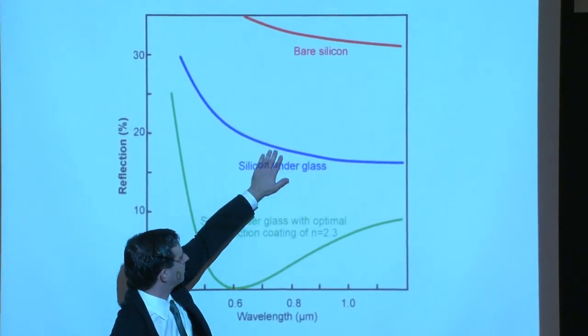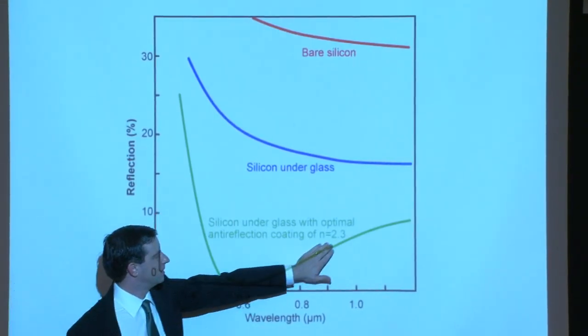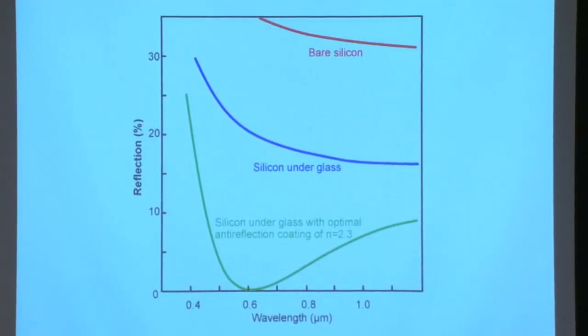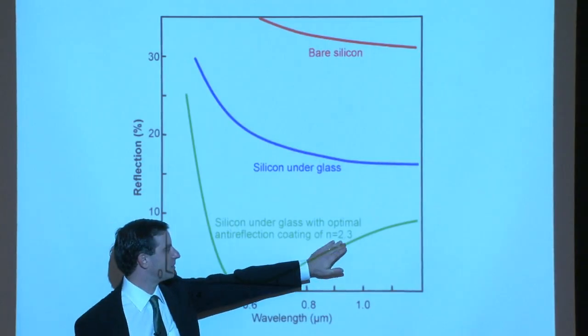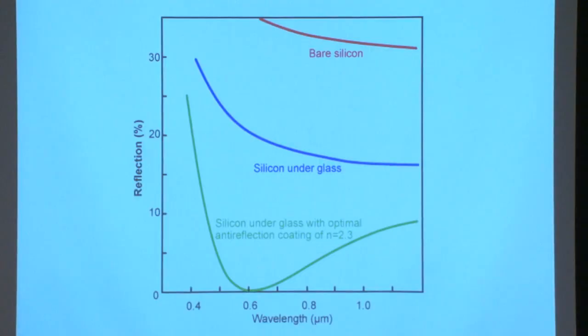And then you get a further reduction of the reflectance when you have an anti-reflection coating with a refractive index somewhere around, for this particular system, silicon again has a high refractive index. This used an anti-reflective coating with a refractive index of 2.3 of some thickness, probably somewhere around, let's see, maybe 65, 75 nanometers, somewhere in that range.